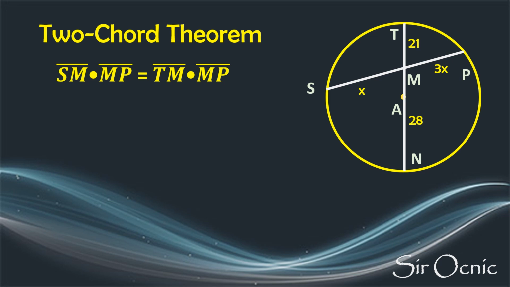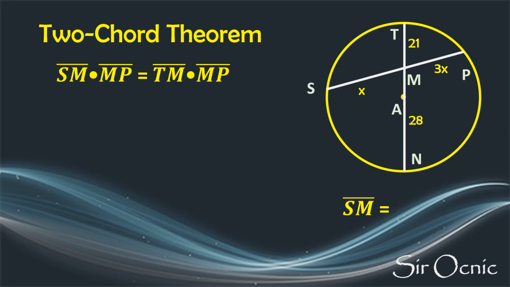We have two segments, TN and SP. These two segments are chords. They intersect at a point inside the circle at point M. We are going to use the concept of the two-chord theorem. Based on our illustration, we may form the formula SM times MP is equal to TM times MP. That is based on the two-chord theorem.